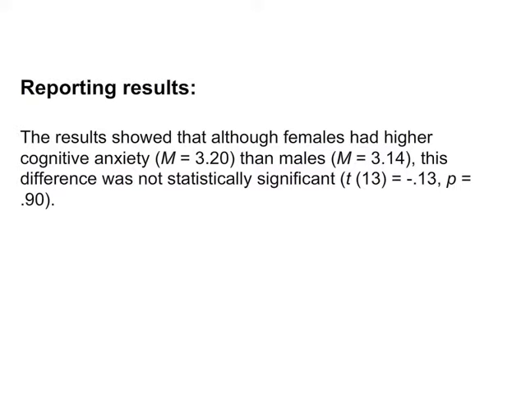When writing up our results, we need to report the means for both males and females' level of cognitive anxiety, and also the t-statistic, the degrees of freedom, and the p-value. So for this example, we've reported that males had lower cognitive anxiety than females, and given the mean for each group, but that this difference was not statistically significant, with a t-value of minus 0.13, 13 degrees of freedom, and a p-value of 0.90. It is worth remembering that when we write up results in our results section, we generally report values to 2 decimal places.